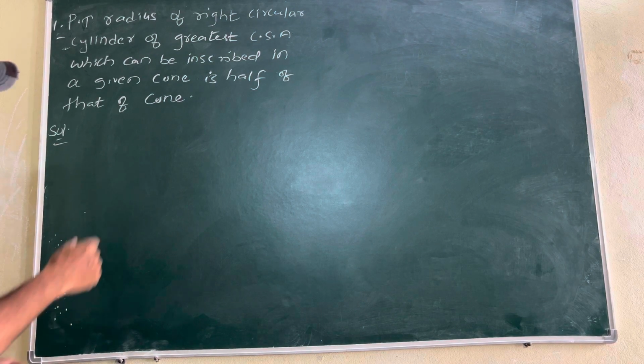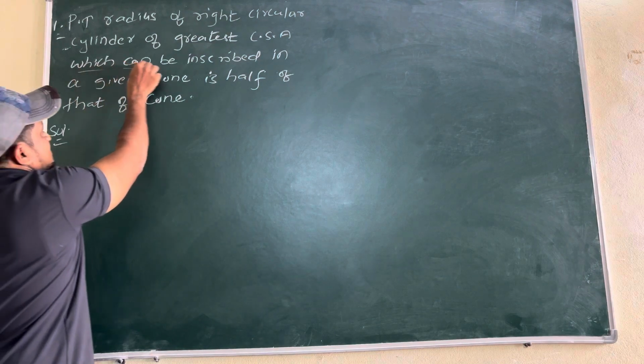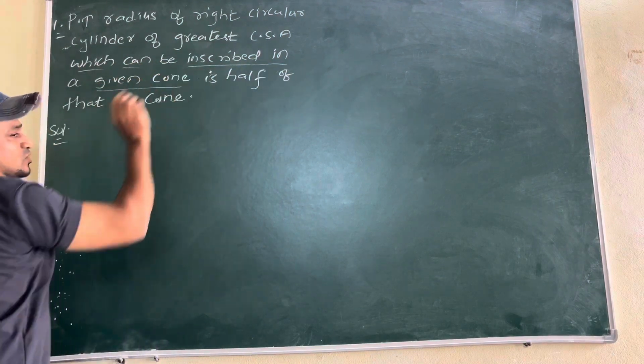Check this one. Prove that the radius of the right circular cylinder of greatest curved surface area which can be inscribed in a given cone.